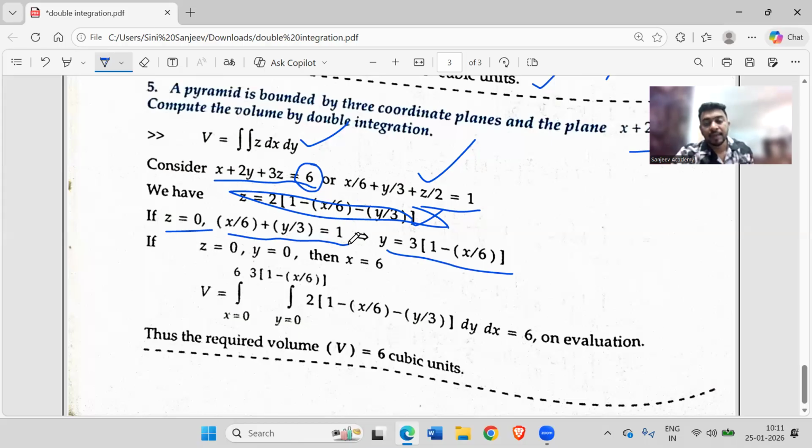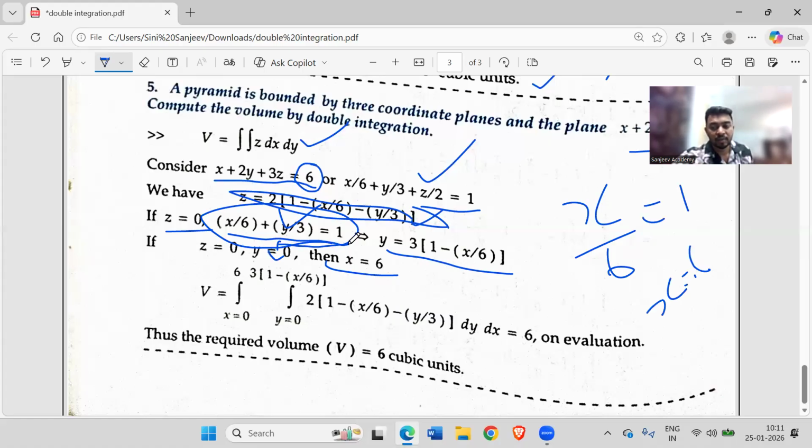Okay. Then in the second condition, I will make what? z is already 0 for us. Correct? I'll make y also 0. Then clearly I'll get x value 6. I'll get x by 6 is equal to 1, in this equation I'm talking about, making y as 0. So x is equal to 6. So I'll get x is equal to 0 to 6.